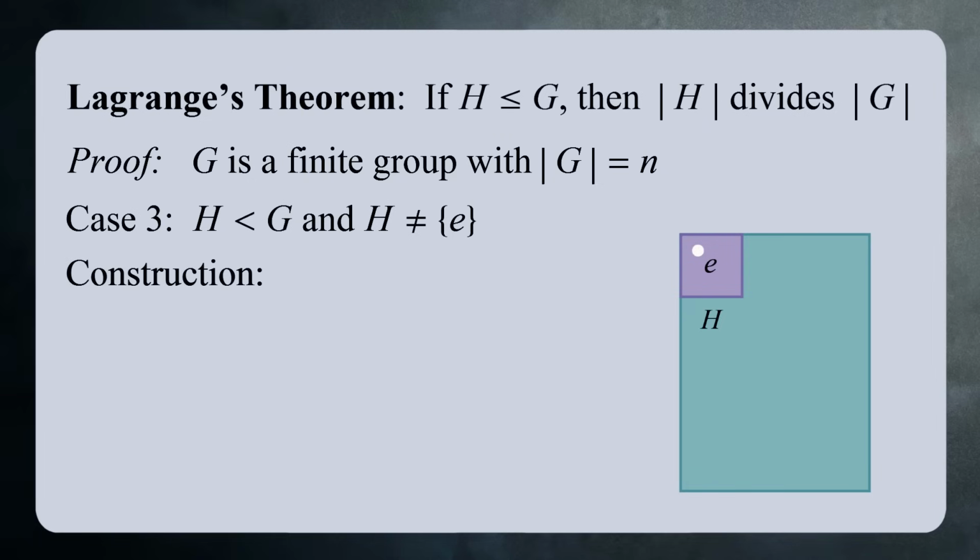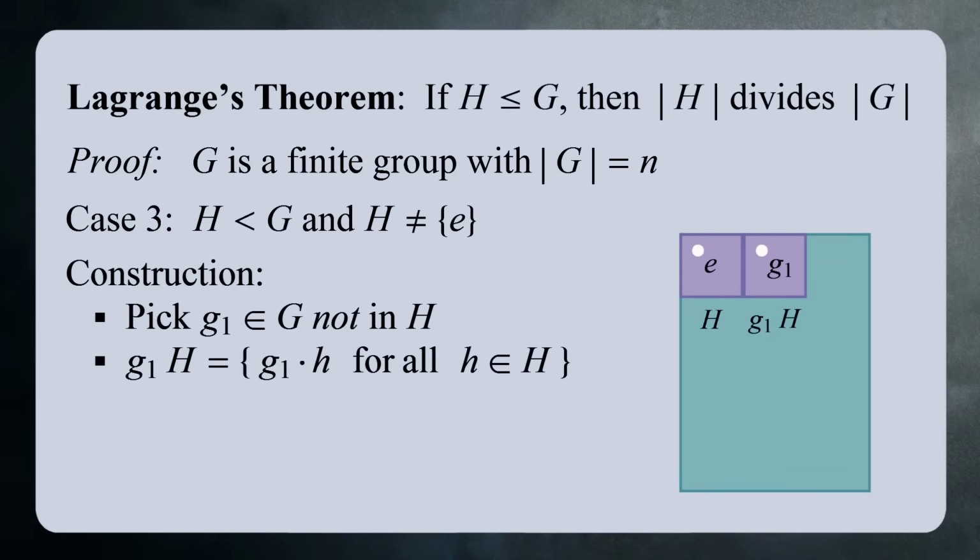Here's a construction. Pick an element g1 that lies outside of H. Next, let's look at the set g1H. This is the set you get when you multiply every element in H by g1 on the left. Remember, we never said that G is abelian, so the order matters. This set is called a left coset because we are multiplying the elements of H by g1 on the left.